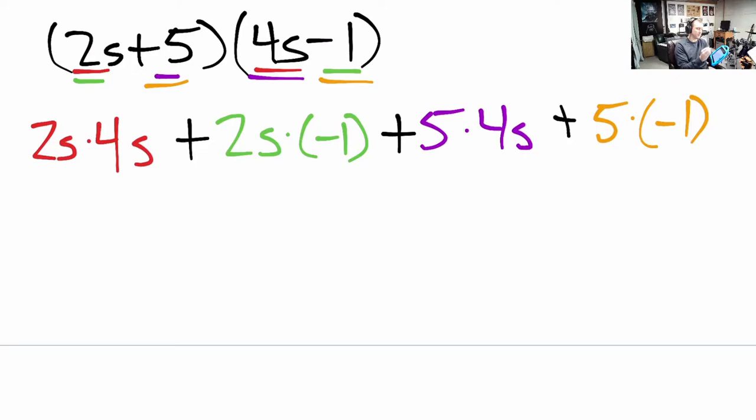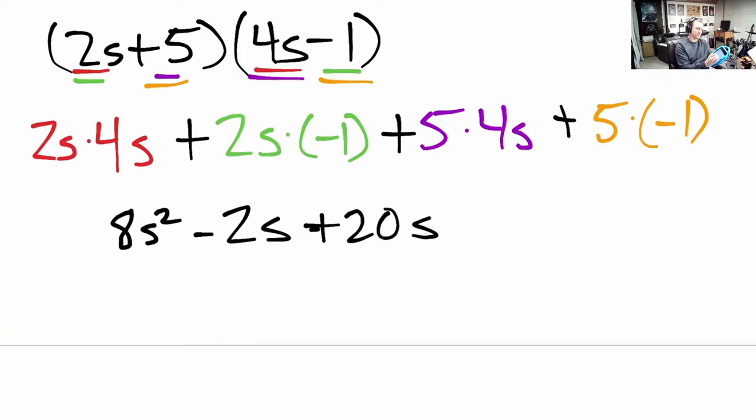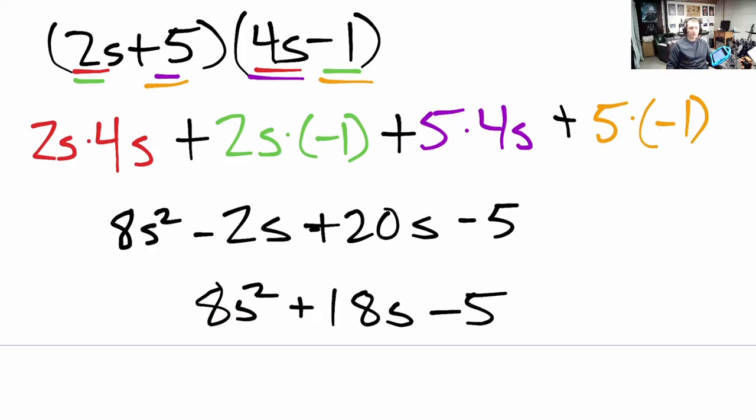And when you go through and simplify this out, 2 times 4 is 8, s times s is s squared, 2s times negative 1 is negative, so minus 2s, the 5 times 4s is 20s, the 5 times negative 1 is negative 5. When you go through and multiply this out and simplify it out, the final result is a trinomial often, but it is the product that you're looking for.